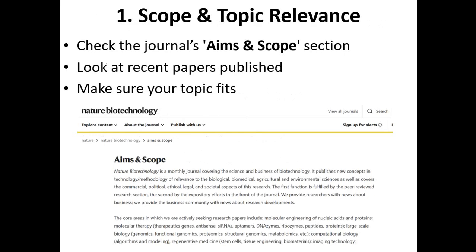Start with scope. Does the journal publish on topics like yours? Always check the aims and scope section on their website and look at recently published papers to see if your work fits.